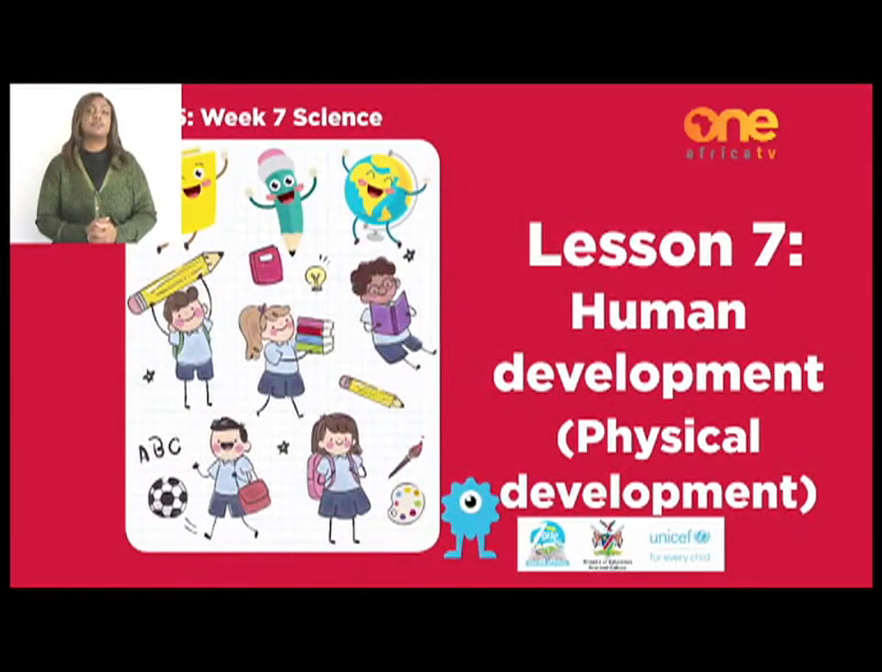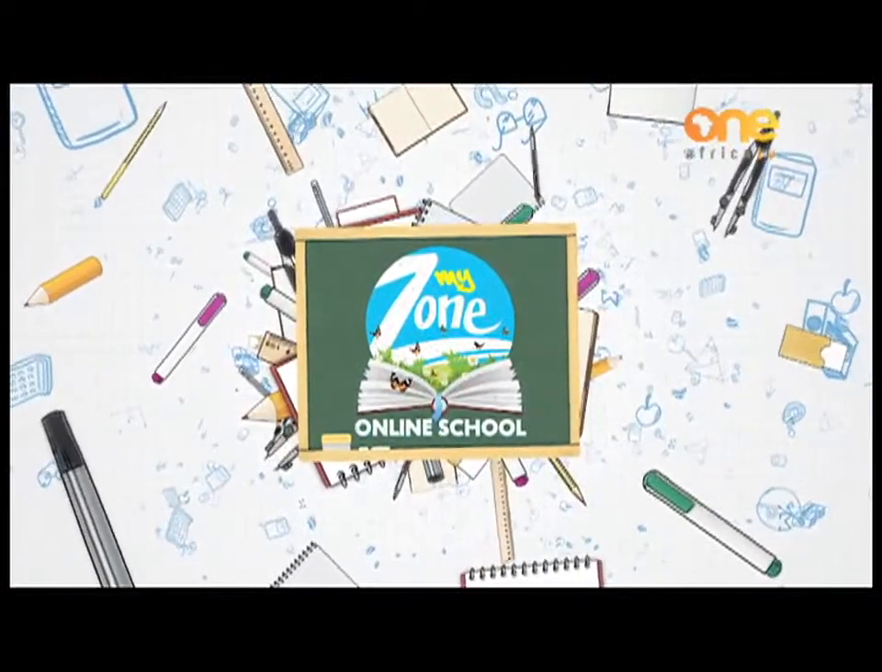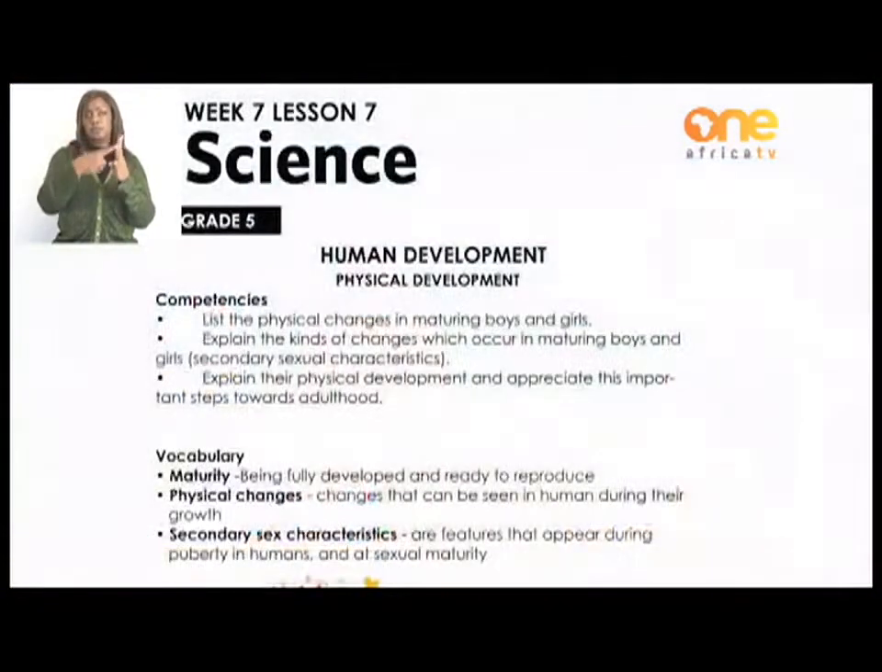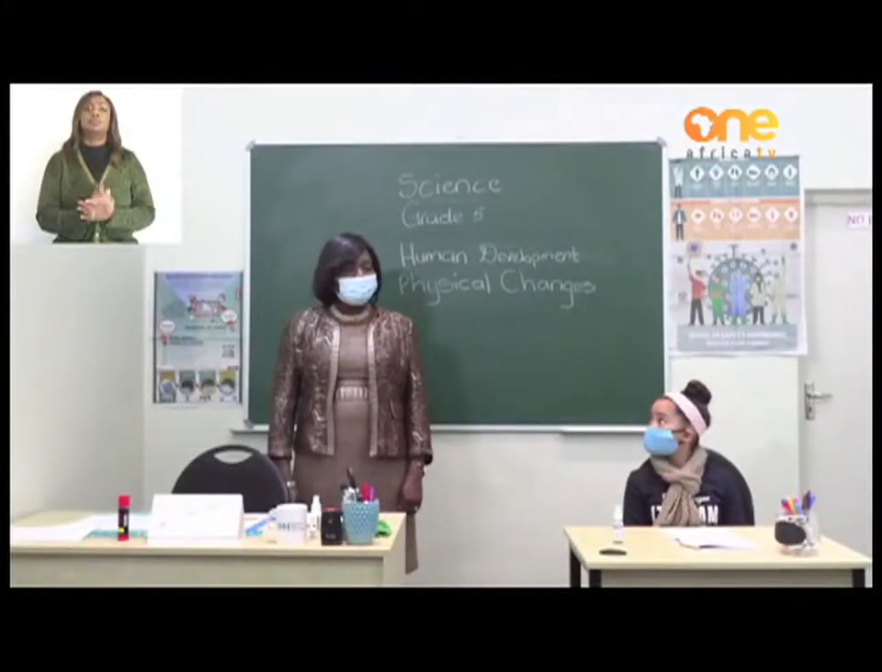Well done. So our theme today is human development. The competences are: list the physical changes in mature characteristics only. Explain their physical development and appreciate this being fully developed and ready to reproduce. Physical changes, this during their growth. Secondary sex characteristics are features that appear during puberty at sexual immaturity. So stay tuned, we'll be right back.